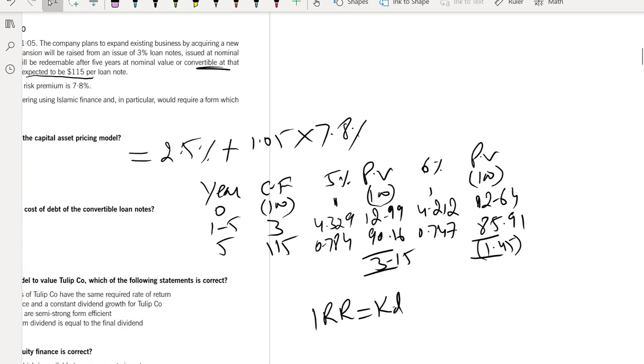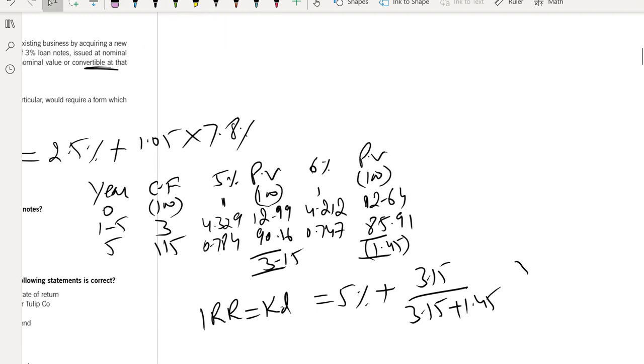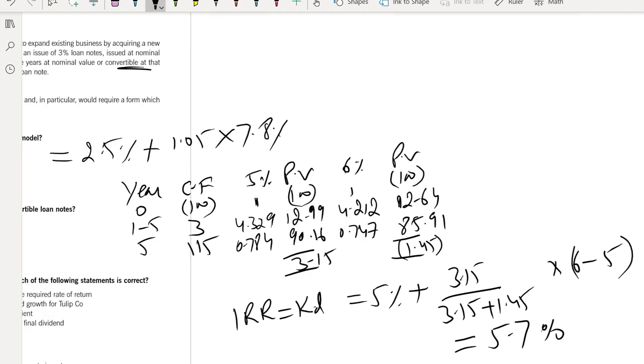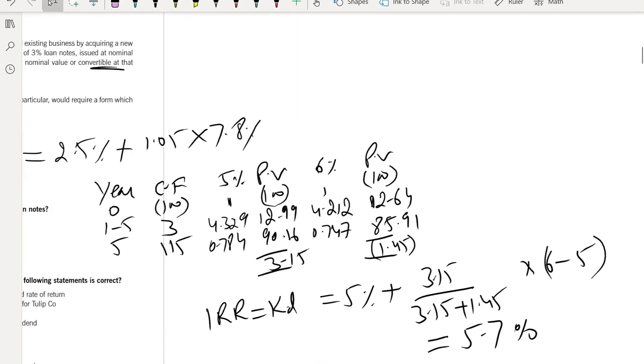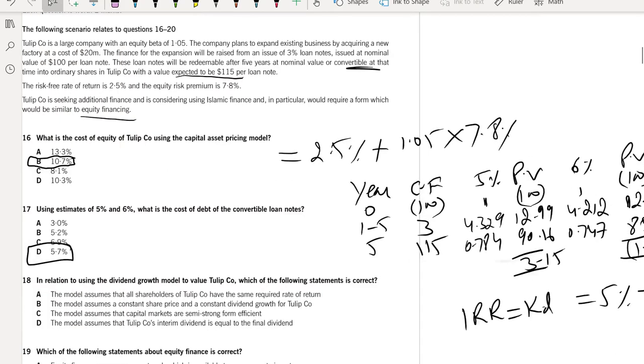If we put the values here, lower rate is 5% plus lower rate NPV, that is 3.15, divided by 3.15 plus 1.45, into 6 minus 5, so the answer is equal to 5.7%. So this is the correct answer, 5.7%. So this is how it will be calculated. Okay, let's move to the next part.